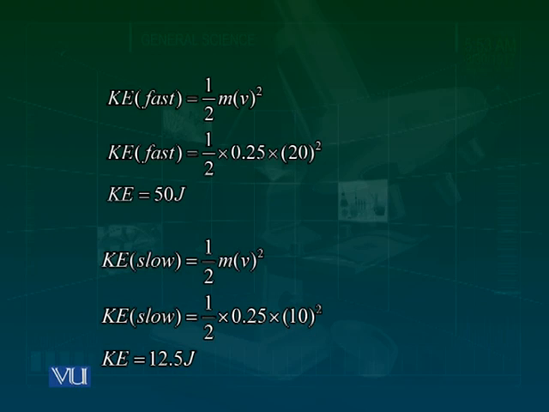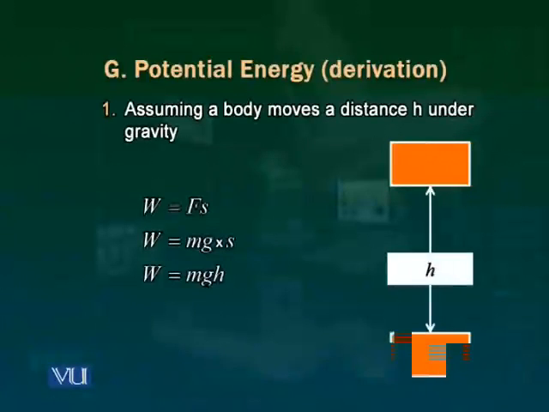Now, this tells us that because the kinetic energy is proportional to the square of the velocity, if the velocity is decreasing, the kinetic energy is decreasing at a faster rate. Let us look at the relationship for the potential energy.